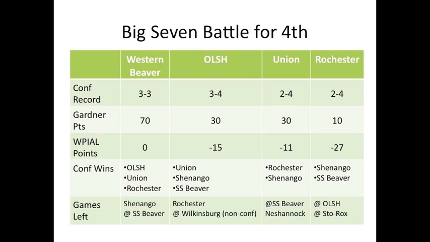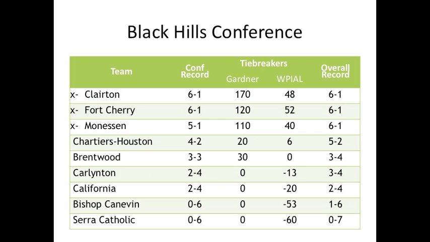Union would need to beat Southside Beaver and Neshannock, and then Olsh would need to beat Rochester this week, and then just pray next week while they play a non-conference game that all the stars align and things would fall their way. In the Black Hills Conference, we have an interesting scenario where Clairton, Fort Cherry, and Monessen have all beaten each other and are currently sitting in a three-way tie for first place. Chartiers Houston can clinch a playoff berth with a win over Monessen and a Brentwood loss this week.